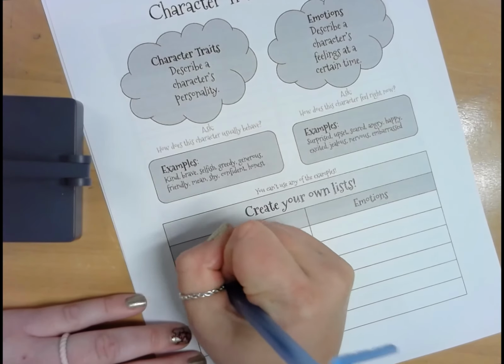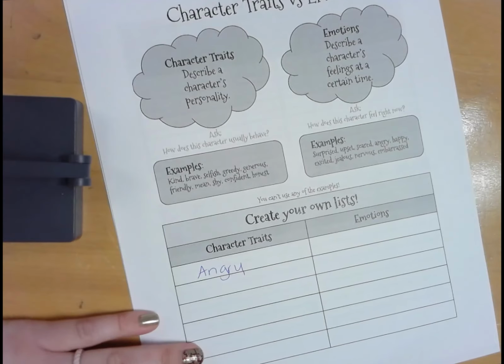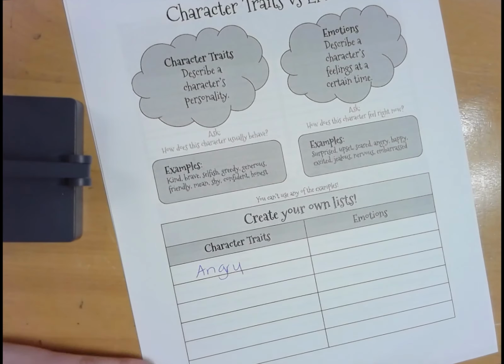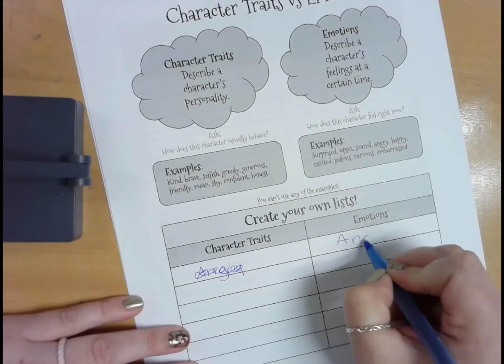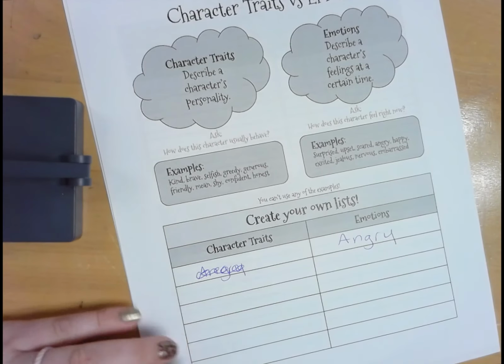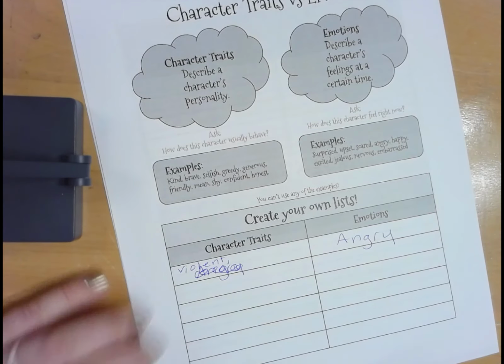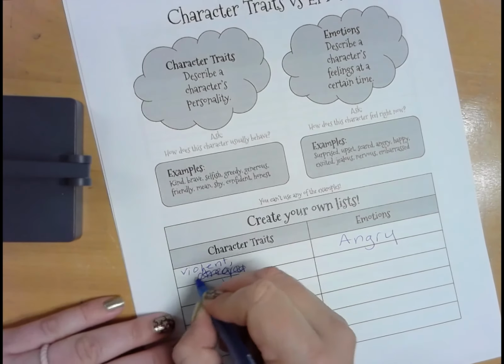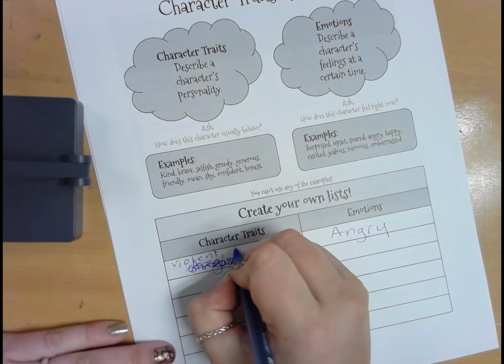So sometimes when a character is angry, remember all characters feel angry at a certain time. How they act would be their trait. So I have this backwards. The emotion is angry, and a trait might be violent. Characters get violent when they are angry. But other characters, when they're angry, might shut down.